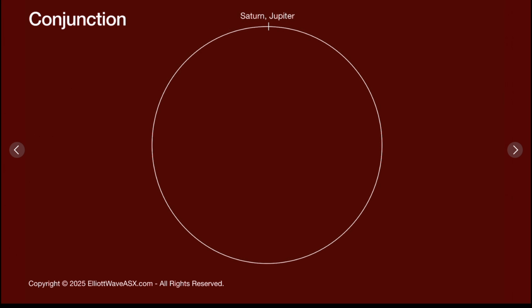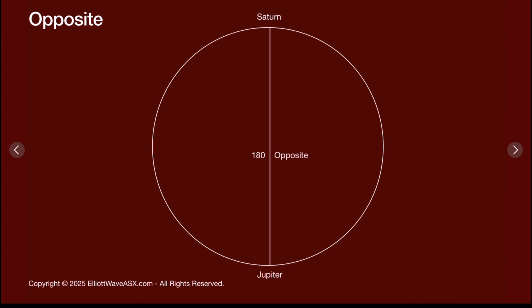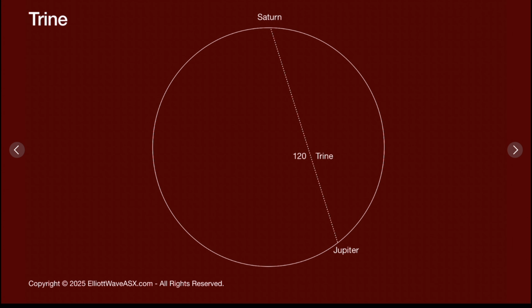If the planets are at the same degree, it's called a conjunction, or the planets are conjunct. When they're at 90 degrees, they're square. When they're at 180 degrees, they're opposite. And when they're 120 degrees apart, it's called a trine. Now there are, of course, other angles, but these are considered the most important in Gann's work.